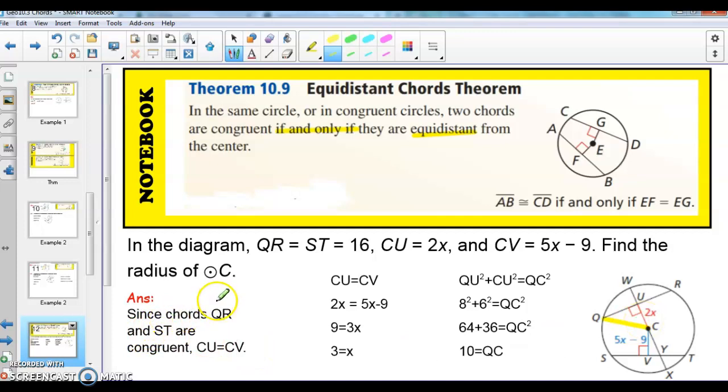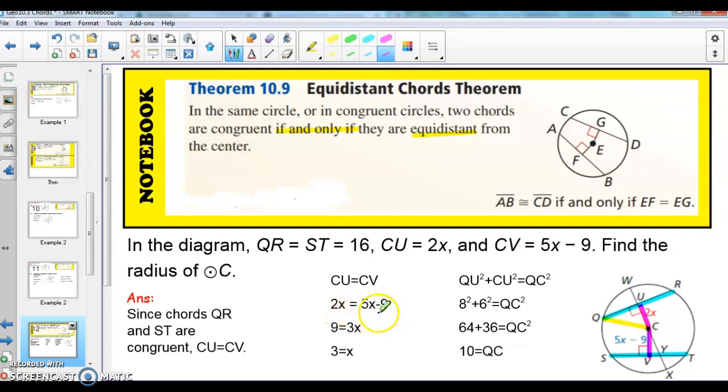Well, we know that since the chords are congruent to each other, QR is equal to ST. And according to the theorem, if the two chords are congruent, then that means they have the same distance from the center. So in other words, 2x, which is this red segment, is equal to the blue segment, which is 5x minus 9. So let's set them equal to each other.